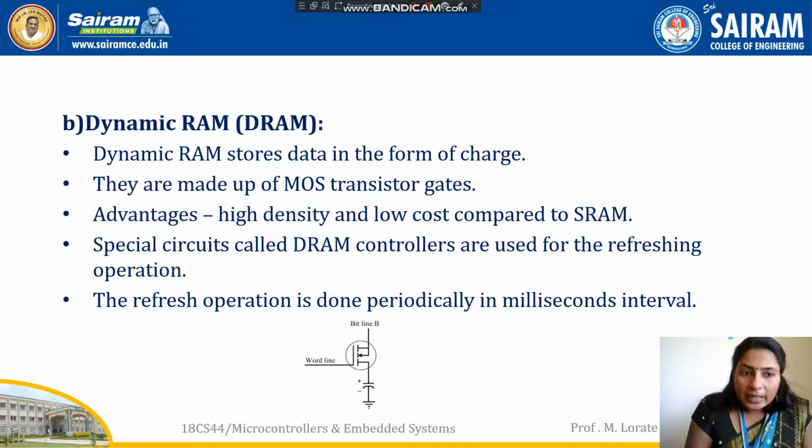Next is dynamic RAM. Dynamic RAM stores the data in the form of charge. It is made up of MOSFET. The advantage is that it is a high density memory cell and a low cost memory cell when compared to static RAM. But here we have one disadvantage. We have to refresh the data periodically.